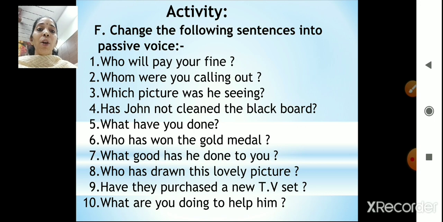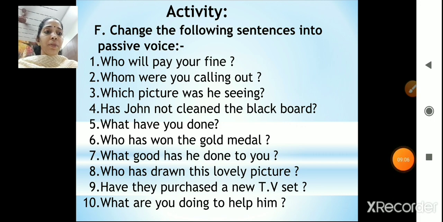Who will pay your fine? Now, what will be the answer for this? Who will pay your fine? What will be the answer? By whom will your fine be paid? Whom were you calling out? Who was being called out by you?